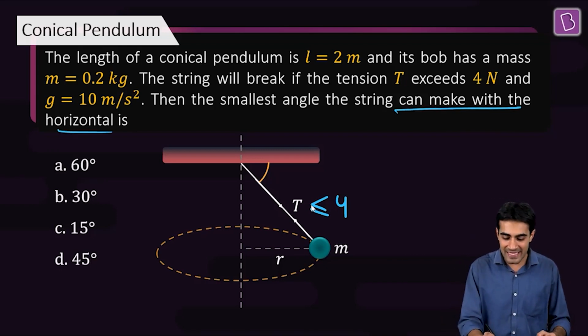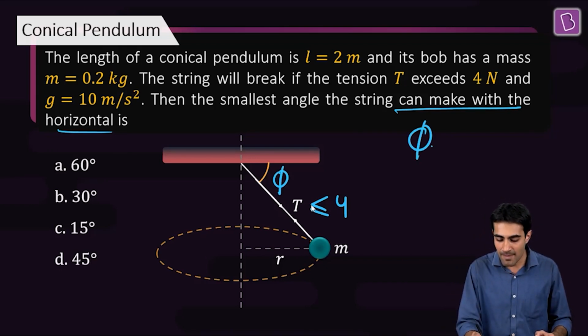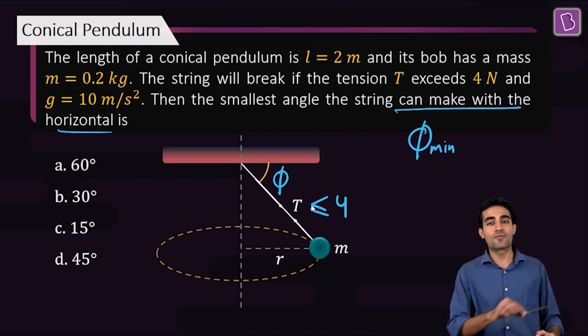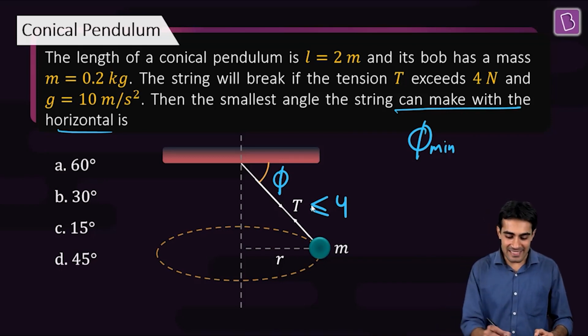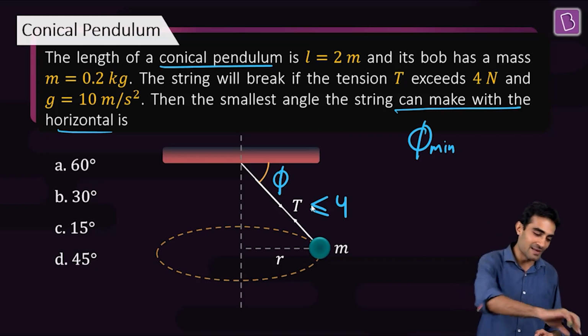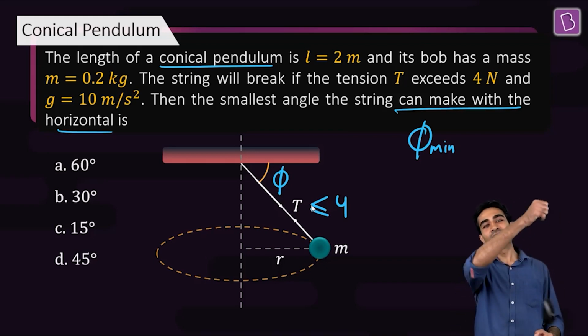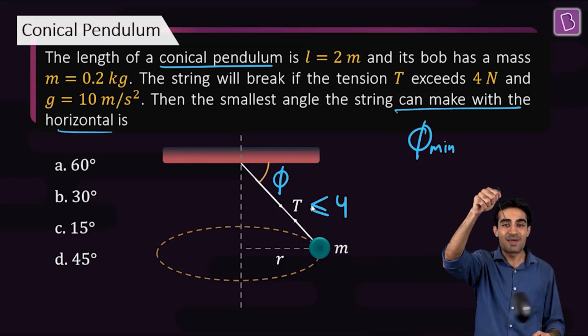This string is making some angle with the horizontal. We have to tell the minimum possible value of this angle. This is the question. Now, the question says conical pendulum. What is this conical pendulum? Well, if you pull the tail of a mouse and you rotate the mouse in a circle, this becomes a conical pendulum.